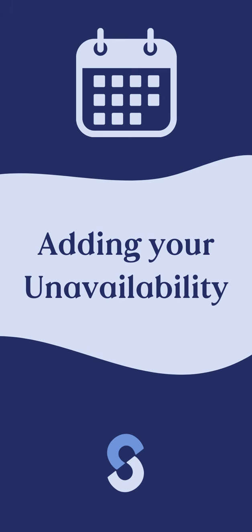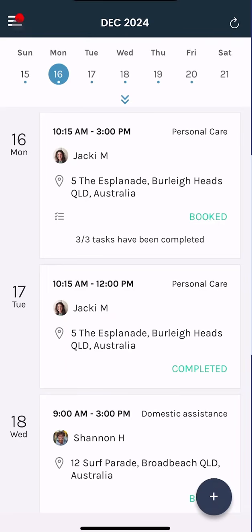Adding your unavailability. There may be times when you're unavailable to work. Advising your rostering team is easy. Navigate to My Schedule, click on the plus button on the bottom right, then click Add Unavailability.